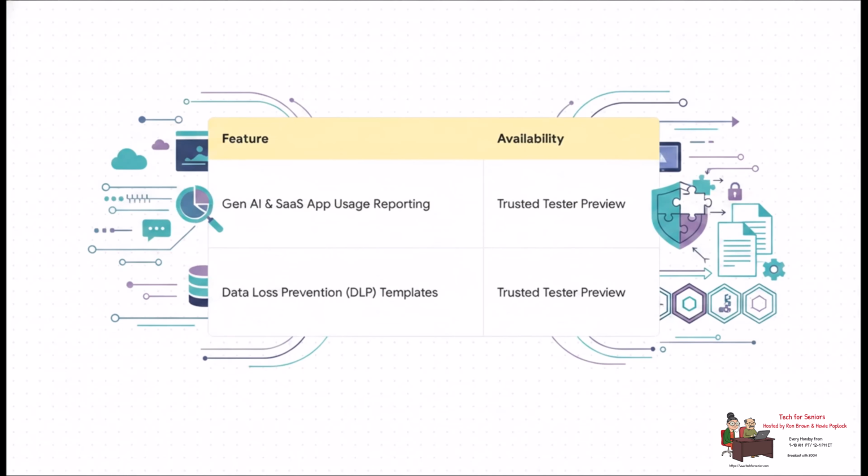And this slide right here, it really shows you where Google's focus is. They're dropping two more heavy-lifting features for admins. But for now, they're in a trusted tester preview. That means they're not out for everyone just yet. Soon, admins will be able to get reports on how things like AI and other cloud apps are being used in their company. And they'll also get templates to quickly set up data loss prevention rules. These are some serious security tools.